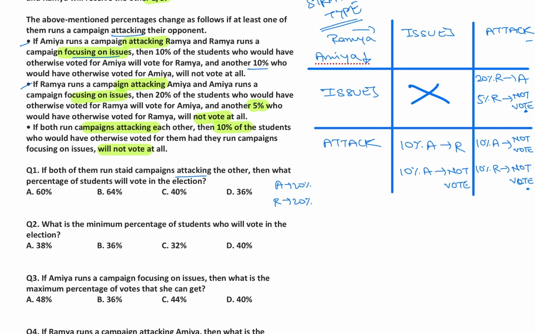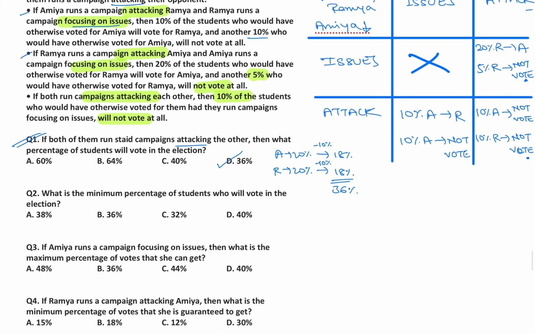So if both are attacking each other, that means we have to look here. Okay. So if both are attacking each other, then 10% of A will not vote, 10% of R will not vote. So 10% will not vote from here, 10% will not vote from here. I'll be left with 18% here and 18% here. The overall percentage of students that will vote will be 18 plus 18, that is 36 percent. So my answer to the first question will be D, 36%. Let's move on to question number 2.